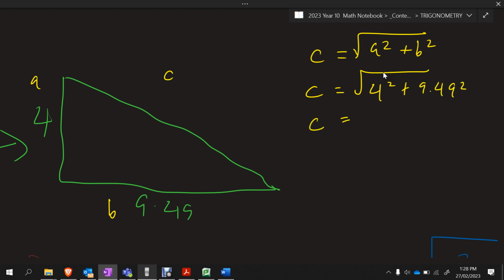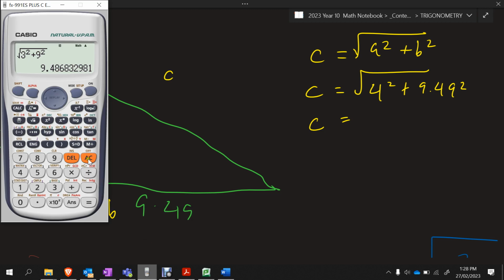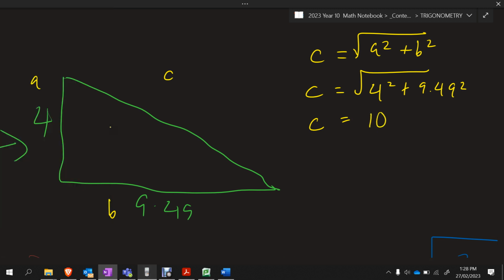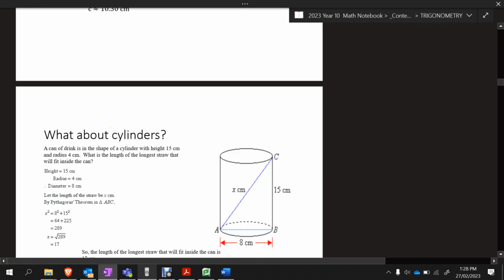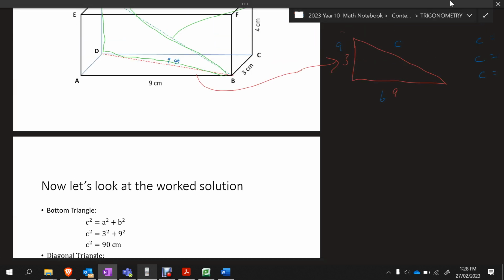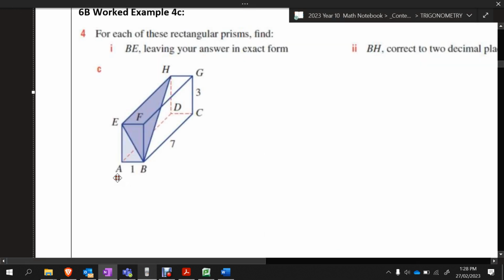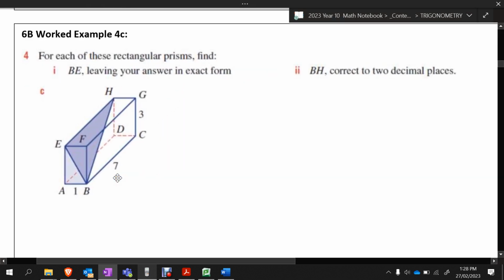So, Sam, what did you say your answer was? Let's see if you're correct. 4 squared. Here we go. Moment of truth. 10.3. Well, yeah. I'll take that. All right. So what I want you to do now, guys, is do this one for me. Do that in your books, please, on your notes.